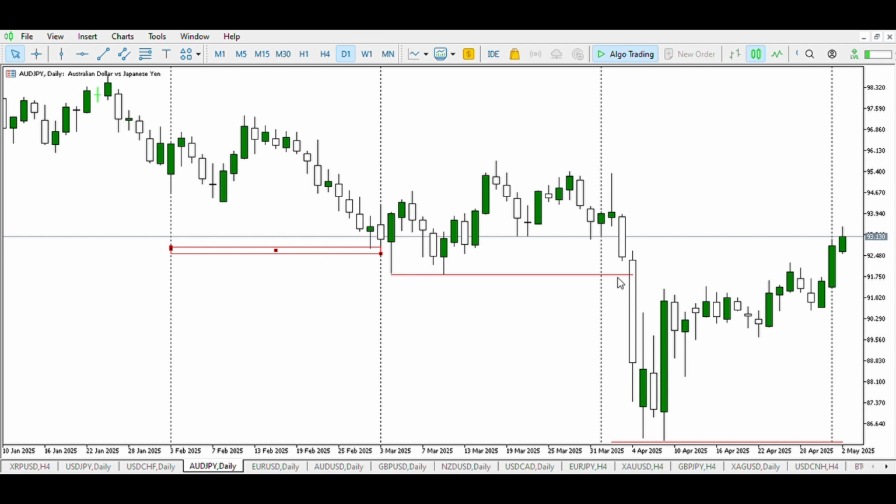So price has broken this particular support impulsively. And what happens when price breaks it impulsively? It means that this zone is now a resistance, so this support is invalidated.